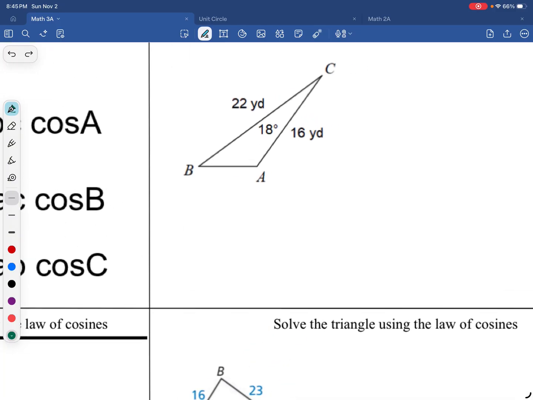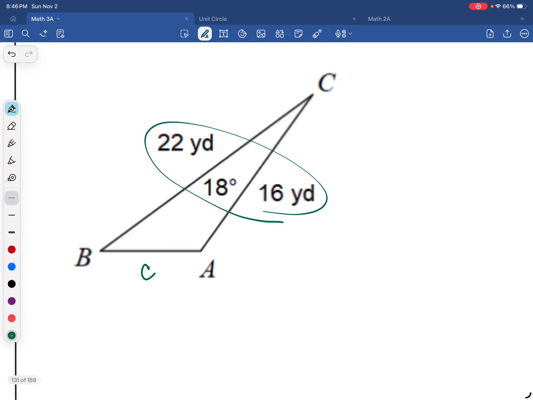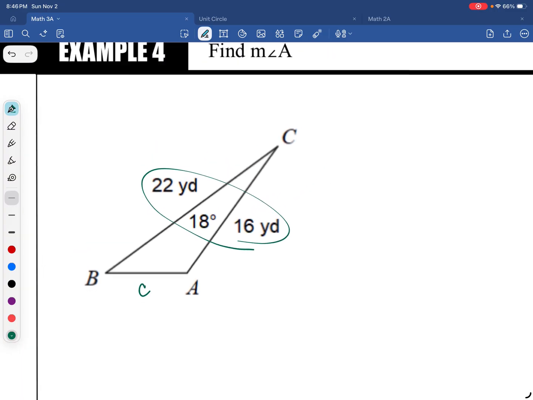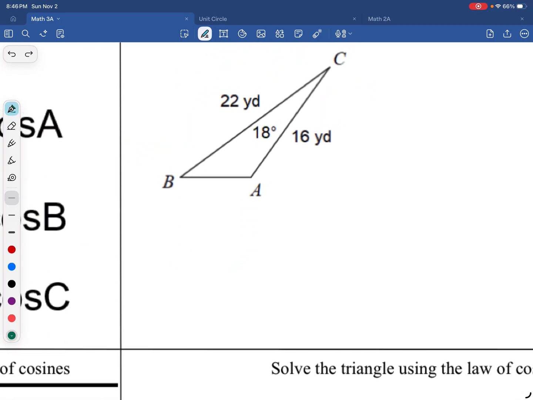Okay, so this next one, it's kind of like what we were doing before. We've got these three things, and that's going to help us to find side C. But really what we're asked for is angle A. So we're going to have to do a couple different parts here. So let's start with this first part over here. So we have, let's see, we're finding C. So that means we're going to use C squared equals A squared plus B squared minus 2AB cosine C. Okay, that's the formula that we're using.